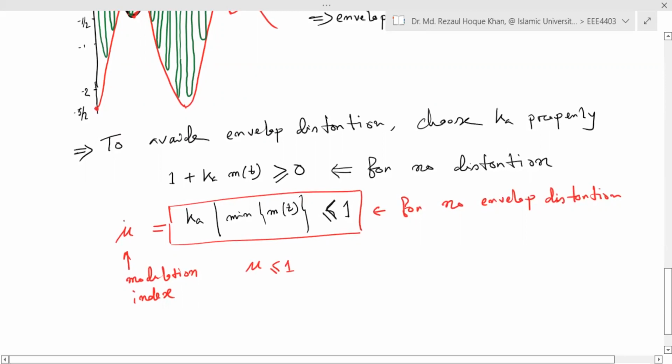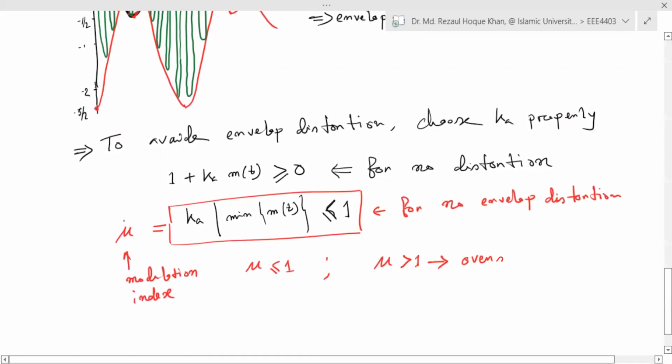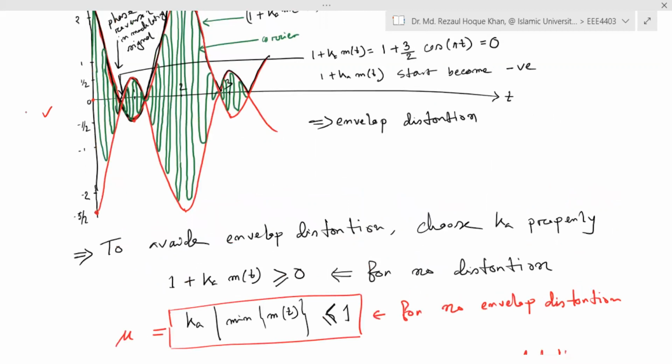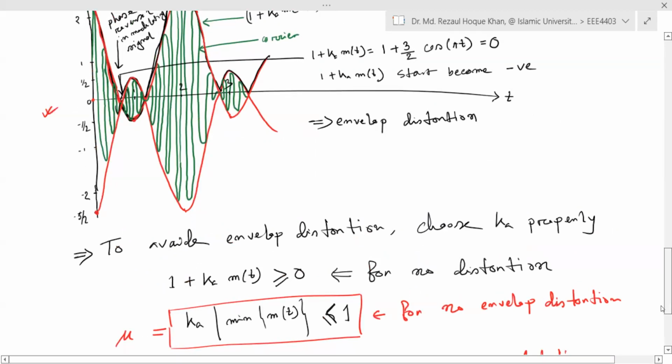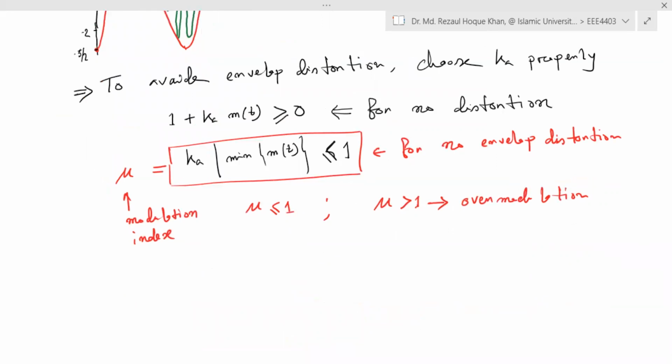If otherwise happens, that is, if mu is greater than 1, then that condition is called over modulation, which happens in this case. In our previous case, over modulation happens, and because of that the distortion happens.